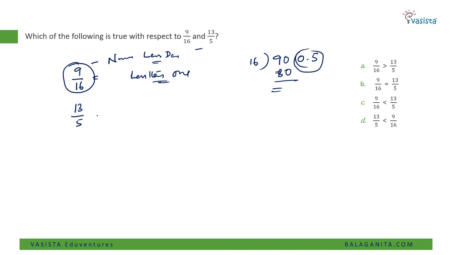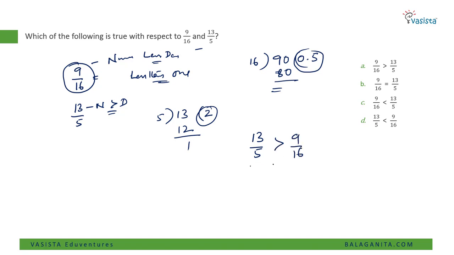Suppose you divide this one, here the numerator is greater than the denominator, so obviously it is going to be more than 1. 13 divided by 5: 2 5s are 10, remainder 3, so which is more than 2. So obviously 13/5 is greater than 9/16.